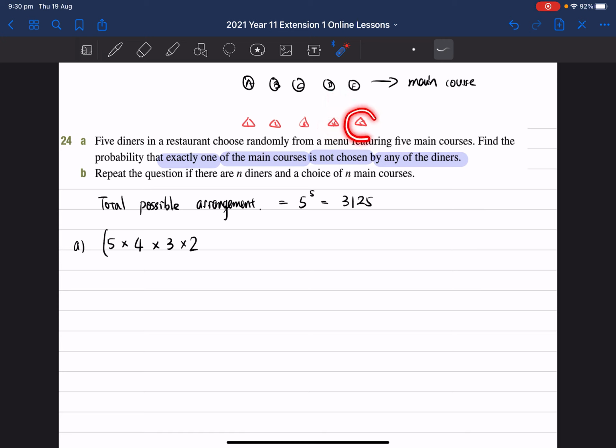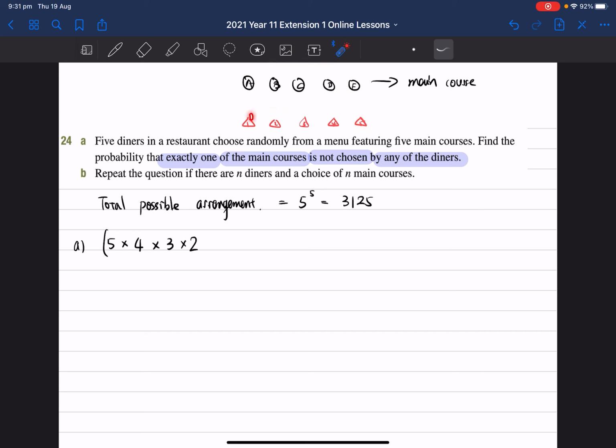Now, for person number 5, this is a bit tricky. If the last person decides to choose, let's just say, for example, E, that means it's not exactly one of the main courses not chosen. Right? Everybody's choosing the main course. So this person is not going to choose the last one. So the last person has to choose from the previous 4.